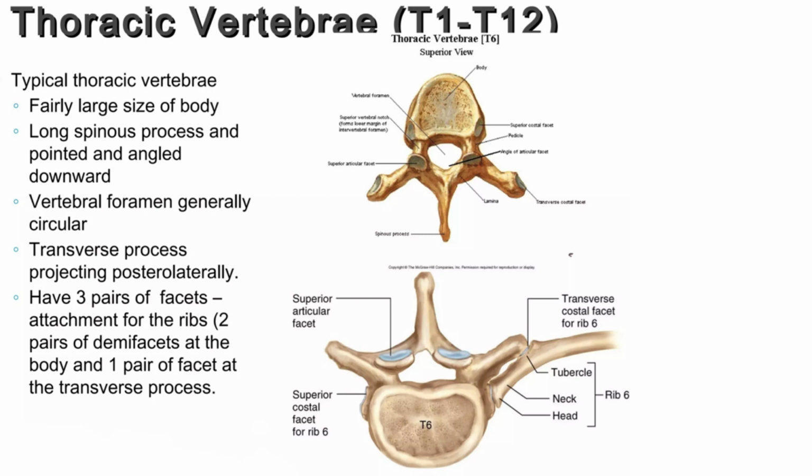Features of typical thoracic vertebrae are: a fairly large body, a long spinous process which angles downward, a vertebral foramen which is generally circular in shape, and transverse processes projecting posterolaterally. It also contains 3 pairs of facets, which are the areas of attachment of ribs.